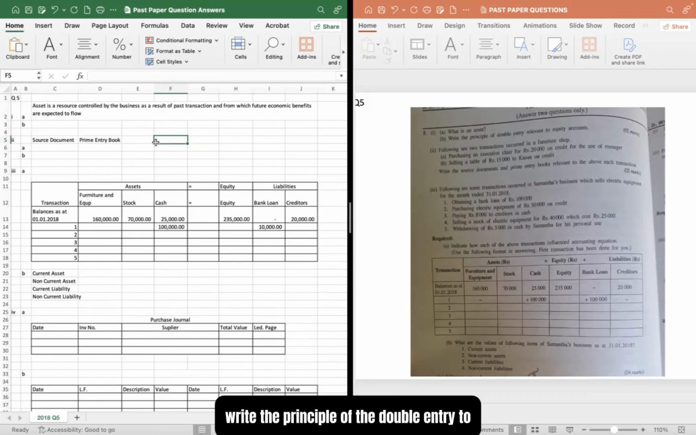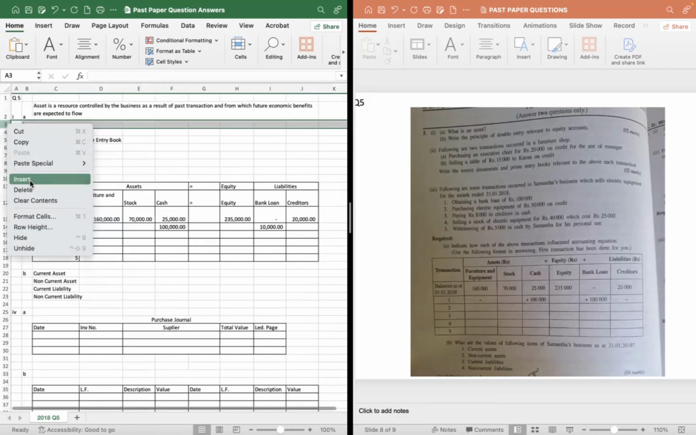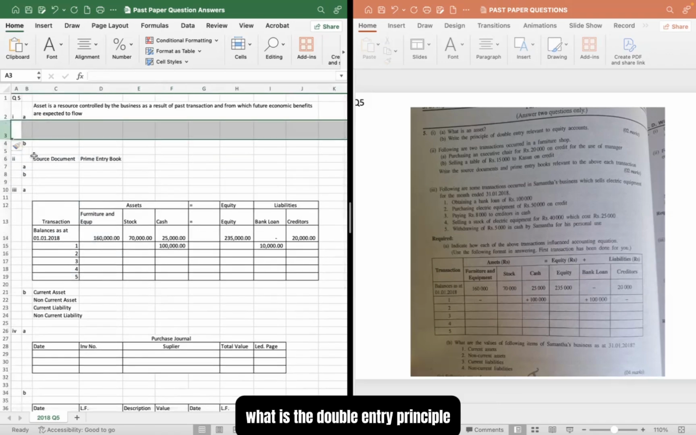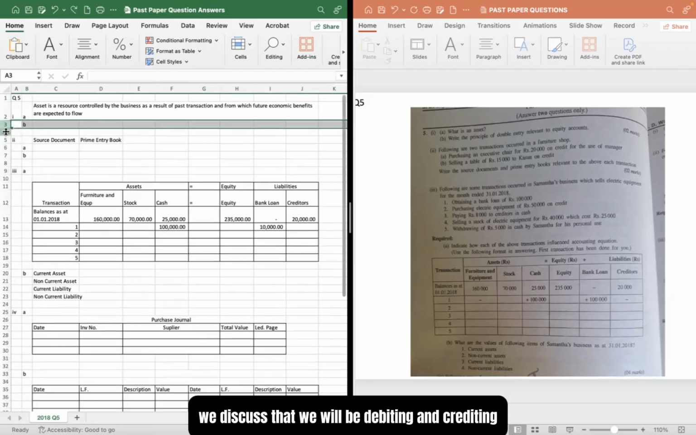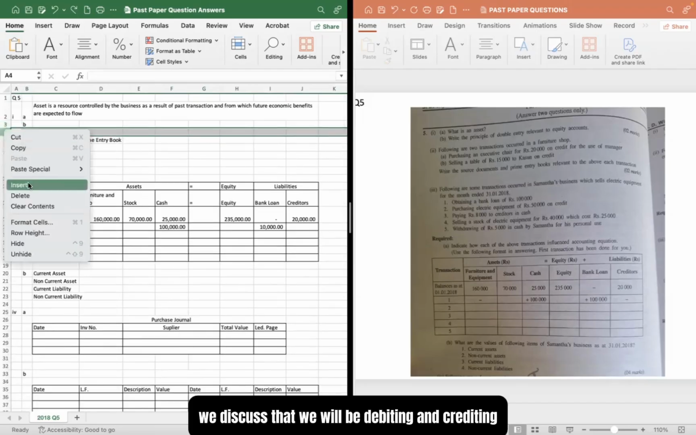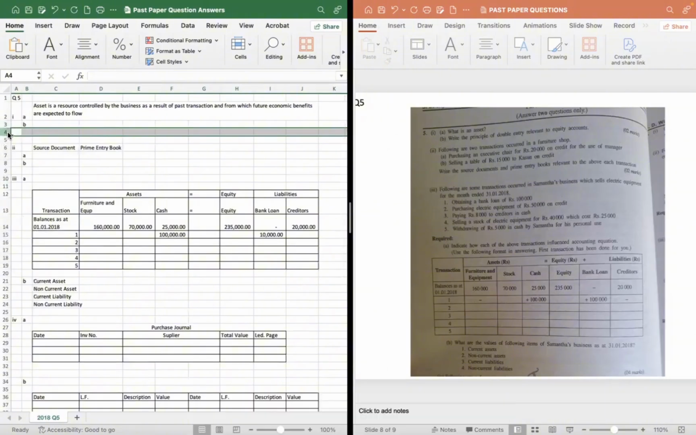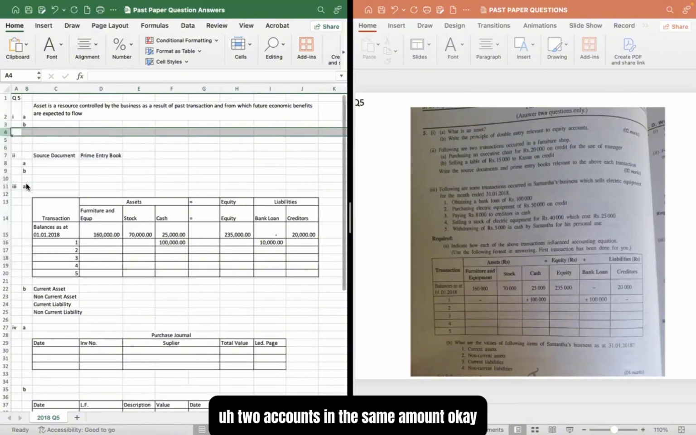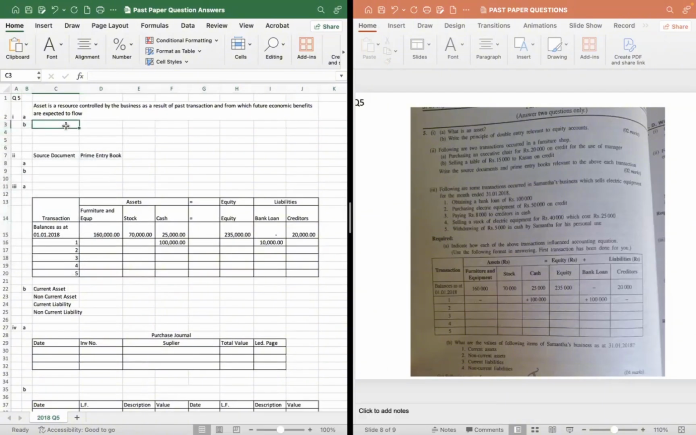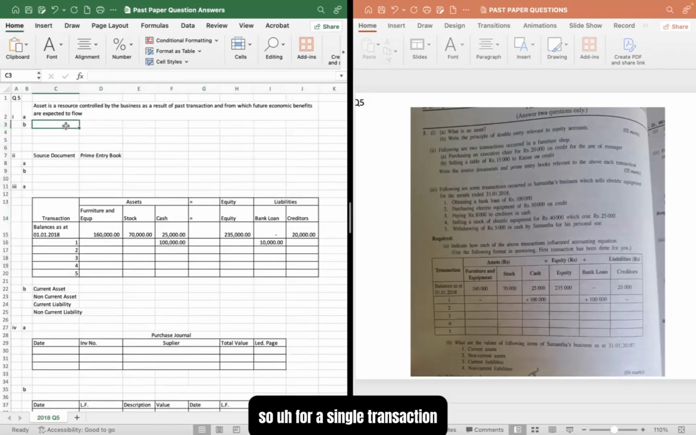So then we are going to part B of the first point. Write the principle of the double entry relevant to equity accounts. What is the double entry principle? In double entry principle, we will be debiting and crediting two accounts in the same amount. So for a single transaction, there will be a debit entry and a credit entry in the same amount. So double entry for the equity accounts.